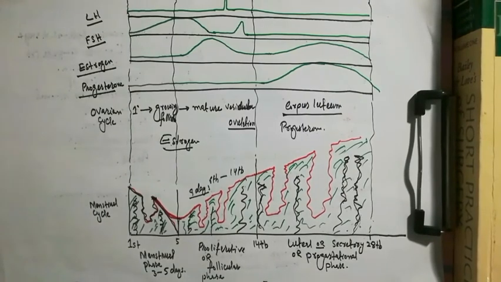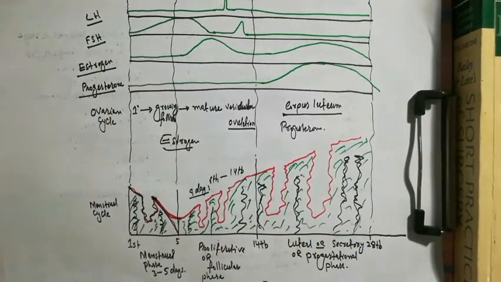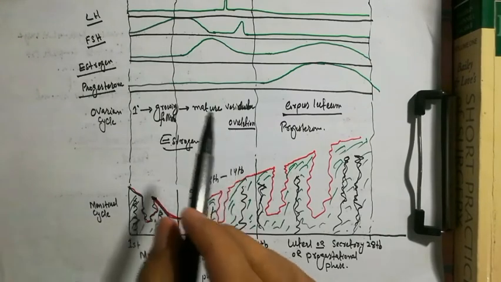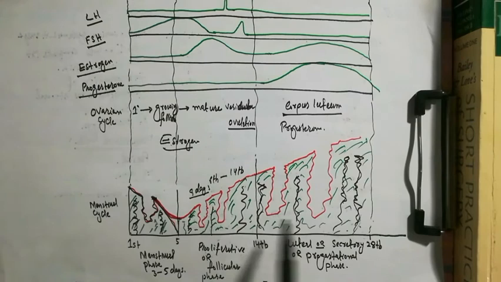Means the endometrium reflects the activity of the ovaries. A mirror is an object which reflects light. Here the activity of the ovary is reflected by the endometrium. So the endometrium is known as the mirror of the ovarian cycle.